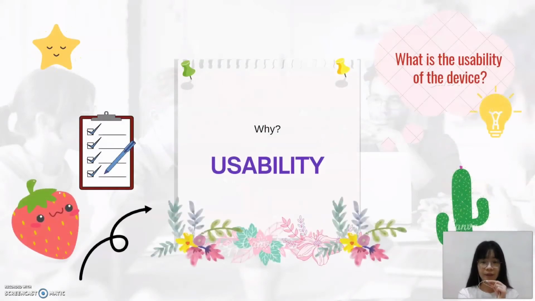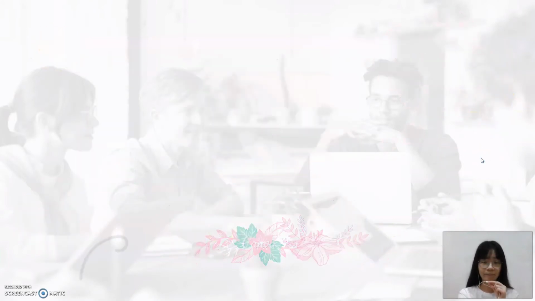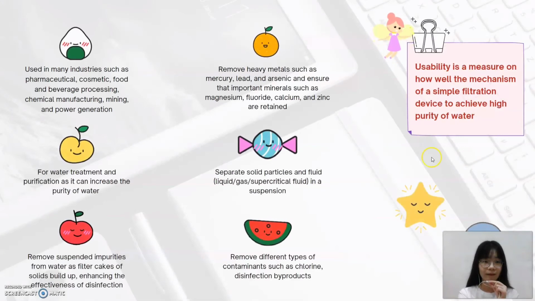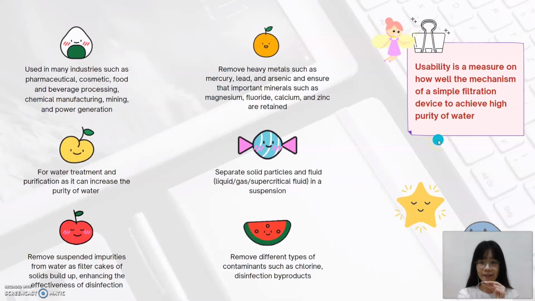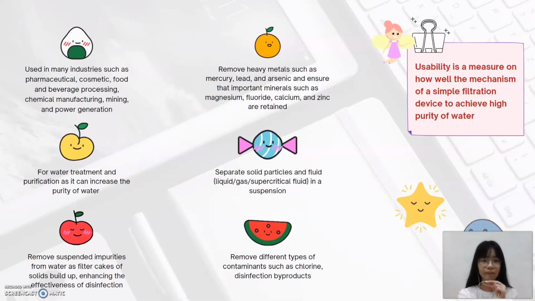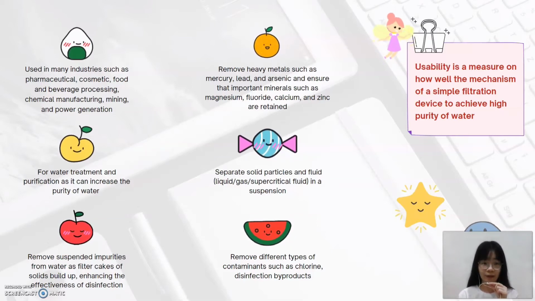Usability is also one of the most important criteria in order to evaluate our filtration device. So what is the usability of our device? Usability is a measure of how well the mechanism of a simple filtration device achieves high purity of water. For the purpose of water treatment and purification, our device can increase the purity of water.